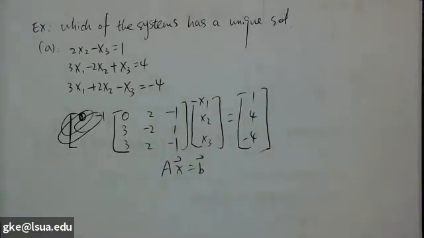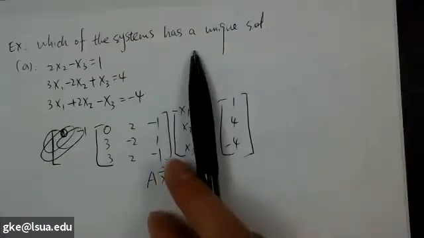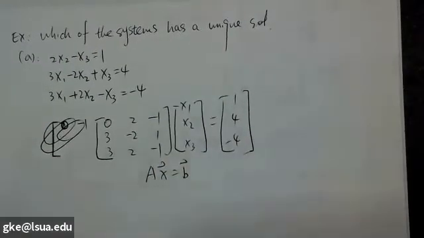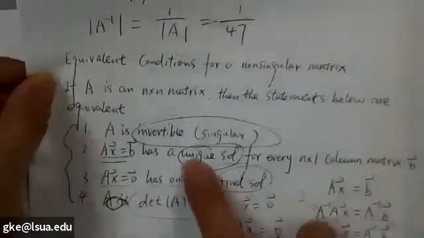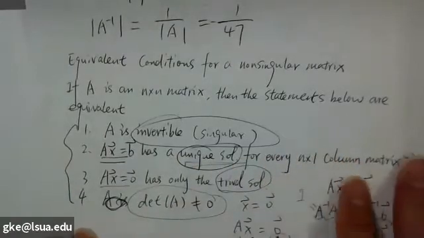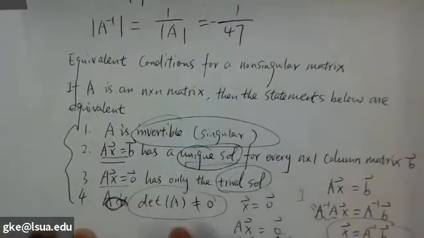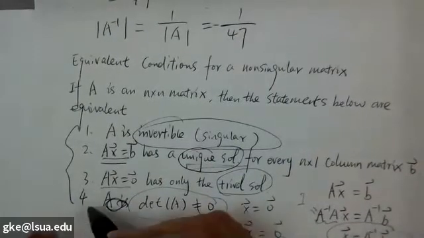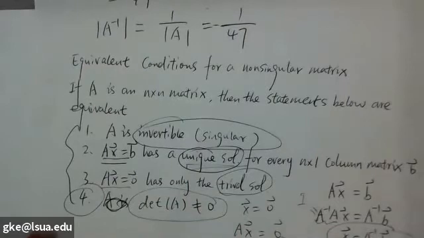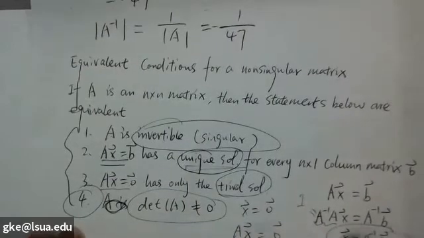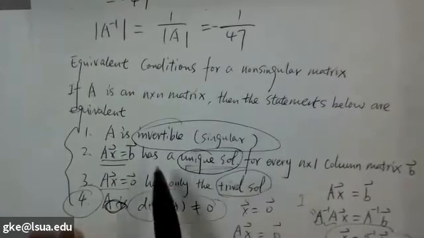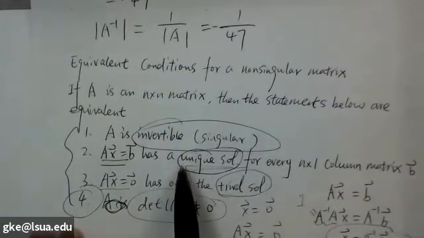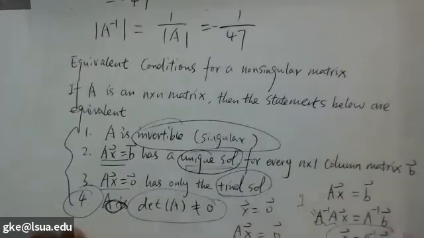Like this guy. We want to check whether the system has a unique solution. That means what? Like I said before, if we want to check whether this has a unique solution, we just need to find the other condition satisfied. So the easiest way is what? Use the determinant. If the determinant doesn't equal 0, that means it has a unique solution, right?